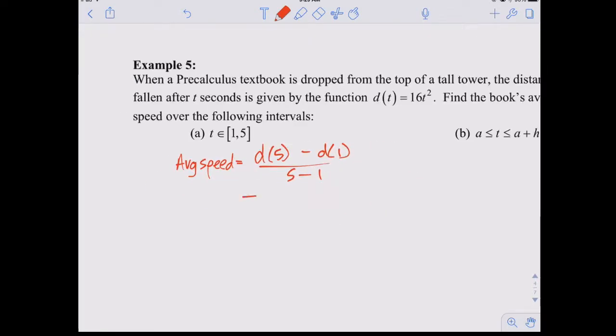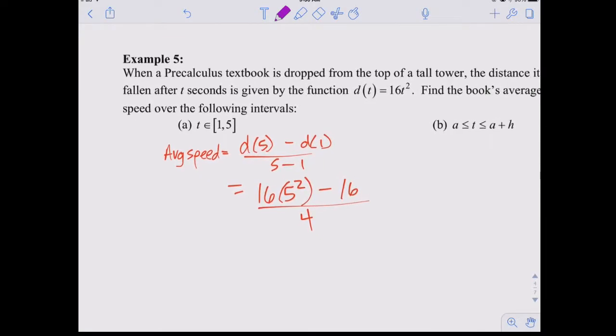All right, so let's go ahead and compute it. What is d of 5? Well, it's 16 times 5 squared minus d of 1, which is 16, all over 5 minus 1, which is 4. Now let's look at the units, because the units are very important when you have an application. What are the units of the numerator? What are the units of distance? Are you okay with this? I don't have a calculator, so I just did 5 squared times 16. There's my d of 5. Minus, I do know 1 squared is 1 times 16 is 16. I'll get back to simplifying that later.